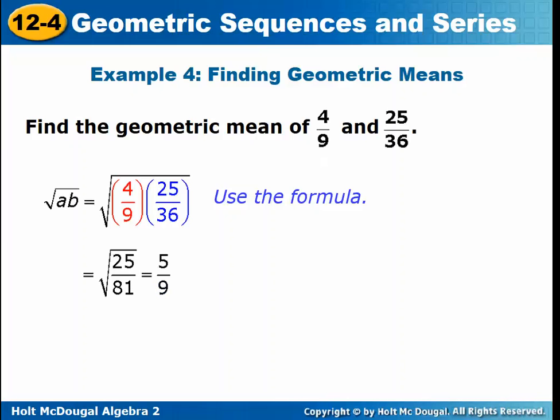And mean is like average. This is kind of an average, but it's different because it's a geometric mean. So if you multiply 4/9 times 25 over 36, I'm just going to simplify that a little bit. 4 goes into 4 one time, and 4 goes into 36 9 times. So we end up with 25 over 81. When we take the square root of that, those are both perfect squares, and we get 5/9.